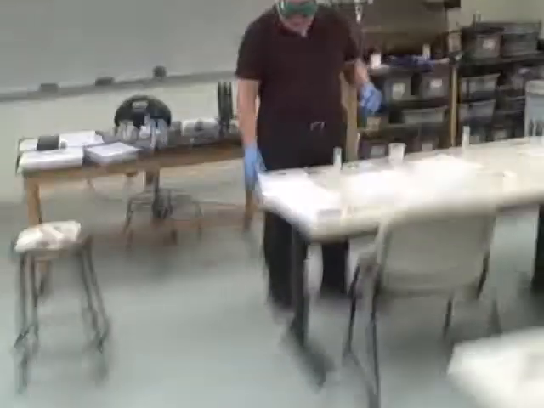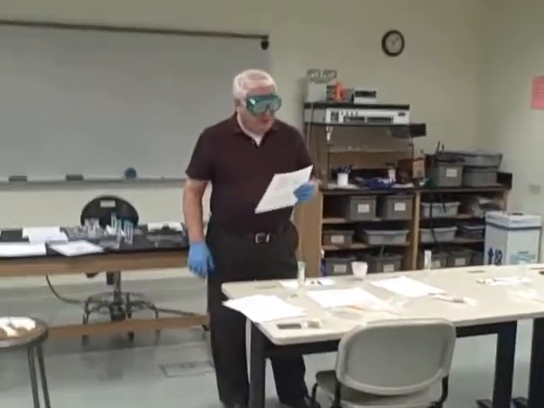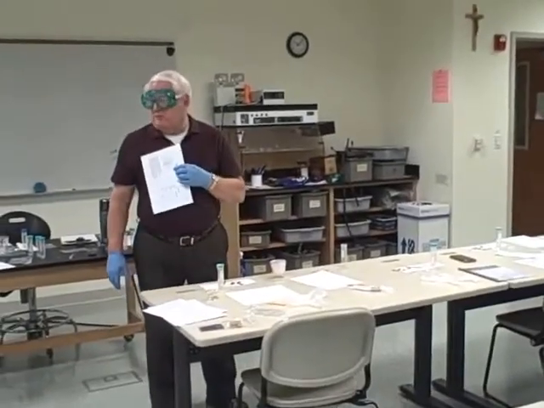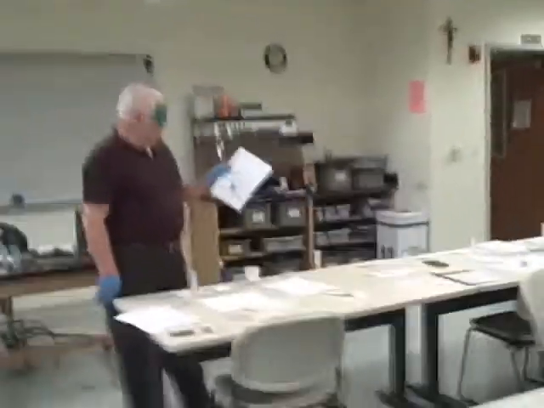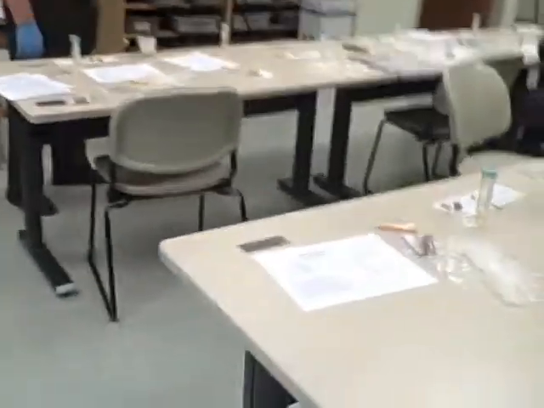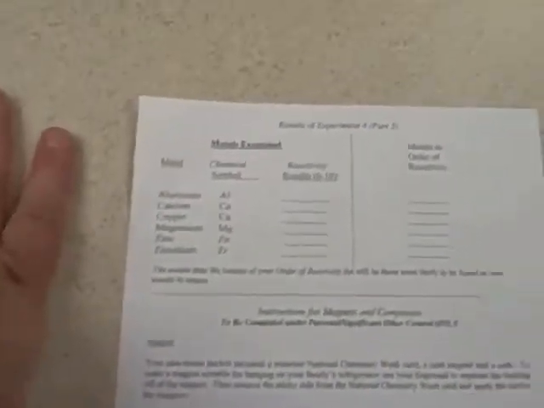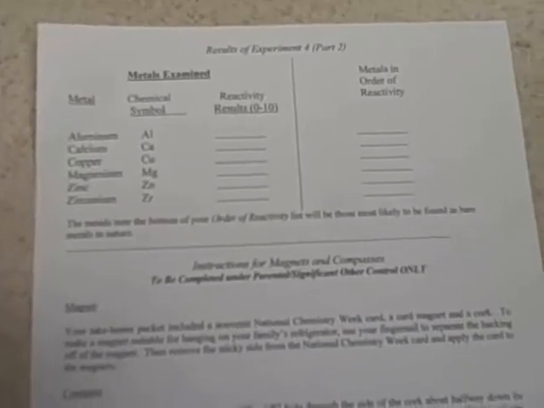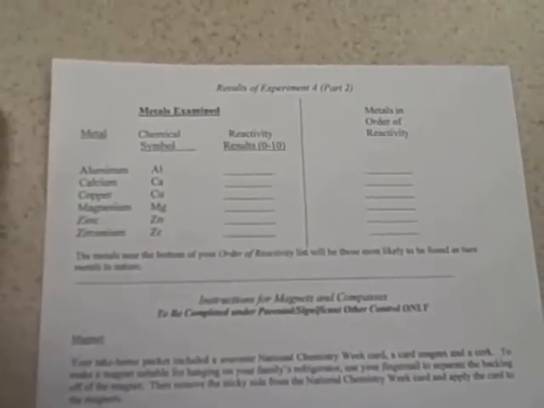The results of that experiment. The metals are all listed alphabetically on the back of the crossword puzzle sheet. First metal listed is aluminum. What kind of result did you get with aluminum? 0 to 10.